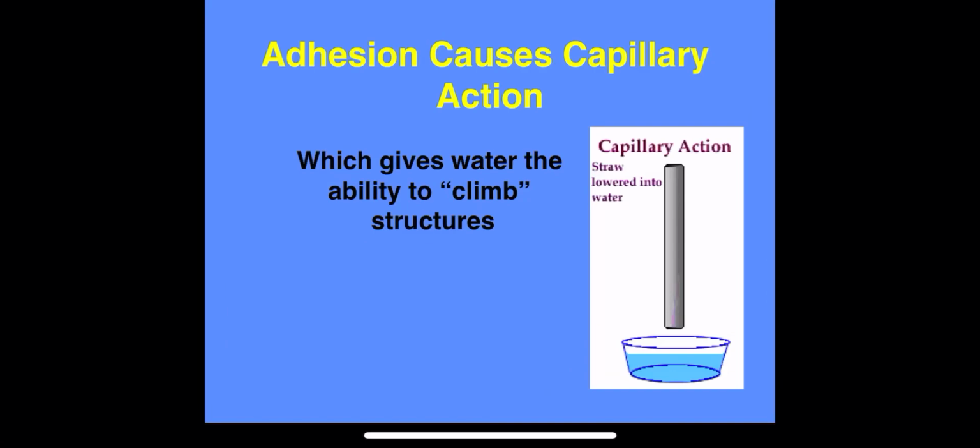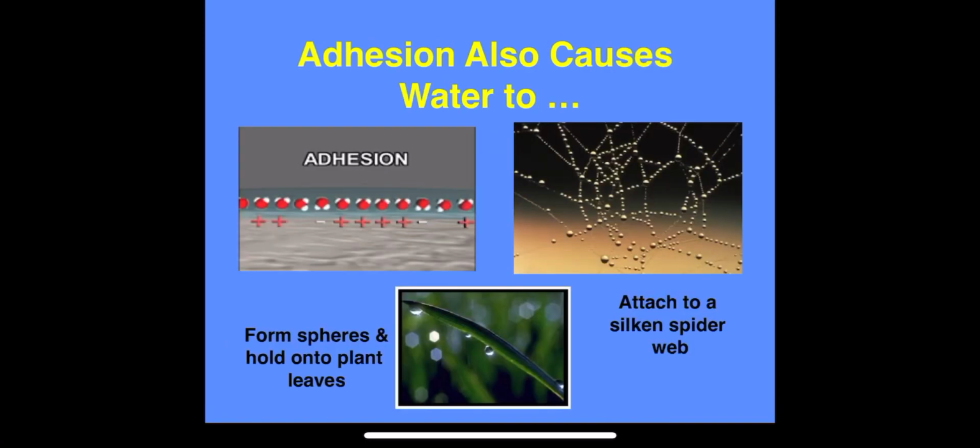The photos show adhesion, which causes capillary action, which gives water the ability to climb structures. That's why water can travel from one place to another through capillary action, like in a straw lowered into the water. Adhesion also causes water, as shown in the figure, to form spheres and hold onto plant leaves and attach to a silken spider web.